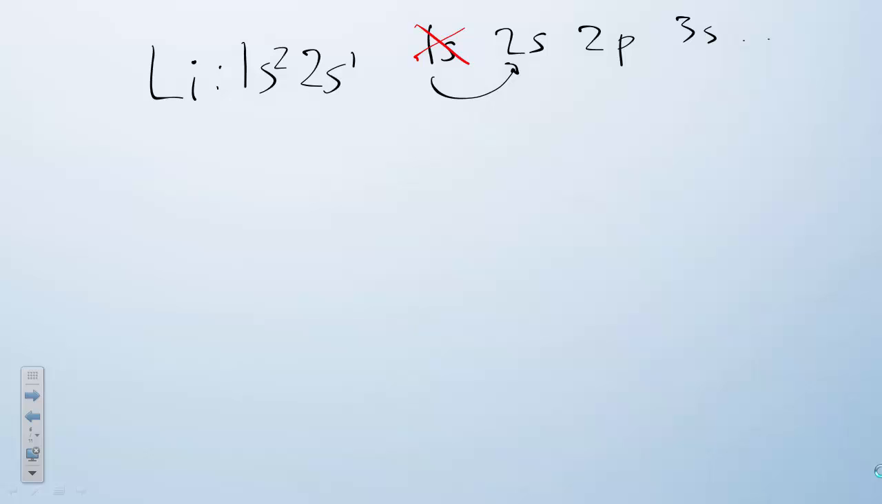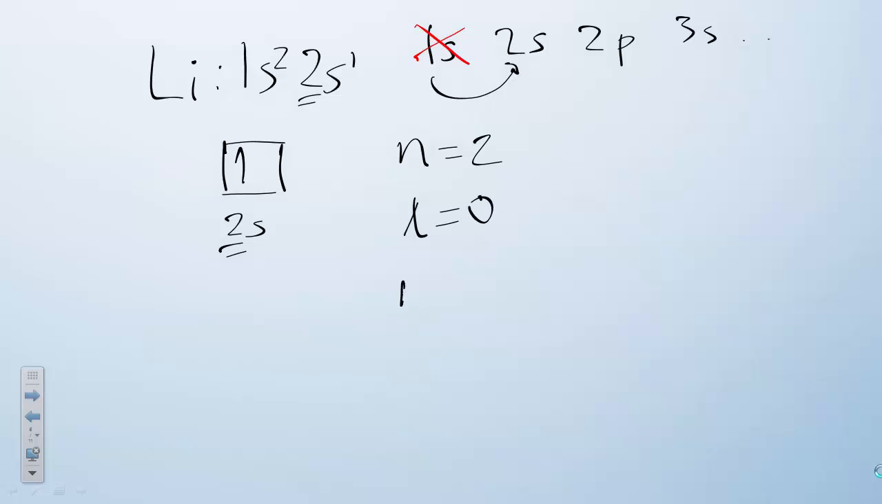So, what are the quantum numbers that describe this electron? Well, if you have to, go to the box notation. Here's the 2s. Here's your upward facing electron. Okay, spin up. So, n equals 2. L equals 0 because it's an s orbital. M sub L equals 0. M sub S is equal to plus 1/2.